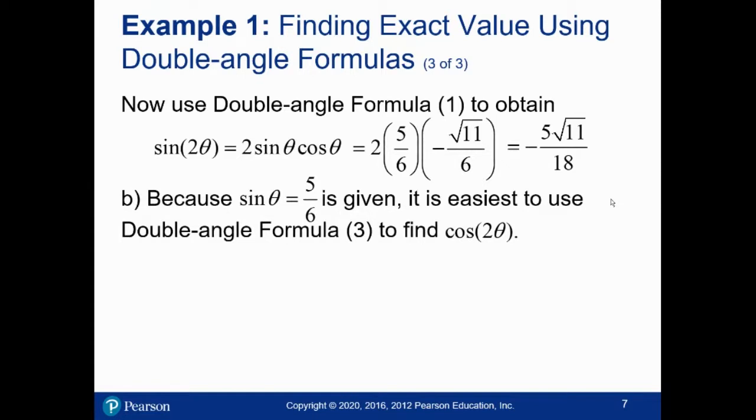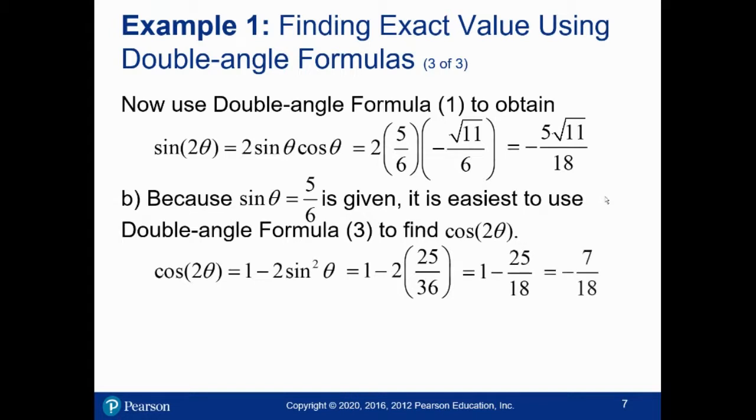So for the double angle formula for cosine, as I remarked on the slide back there, there is a version that only involves the sine of theta, so let's just use that one. Using 5/6 for sine of theta, this simplifies down to just being negative 7 over 18.